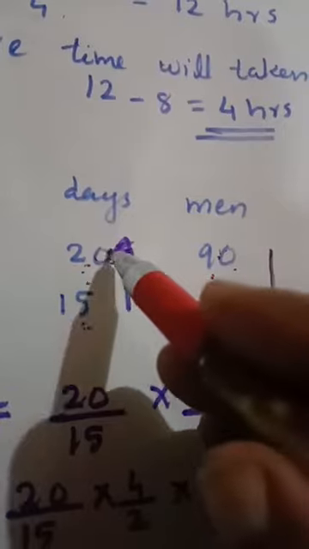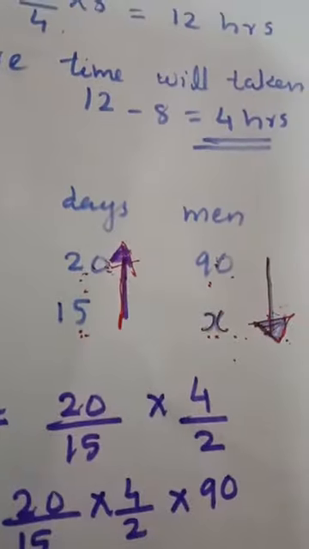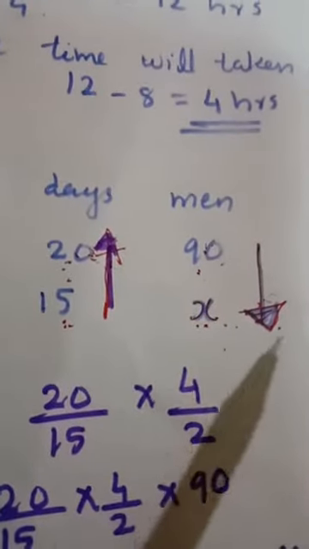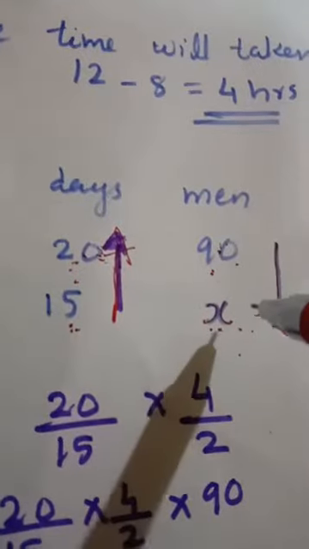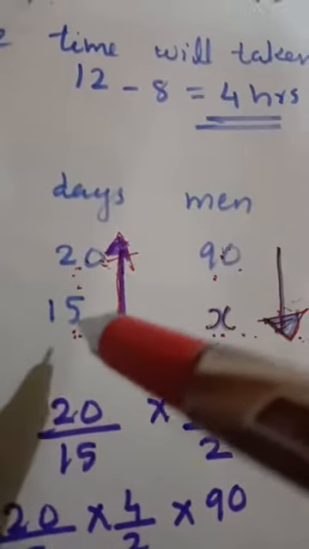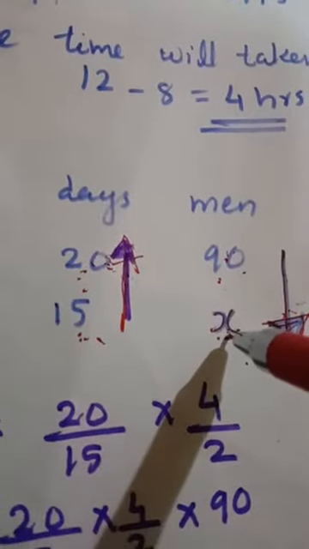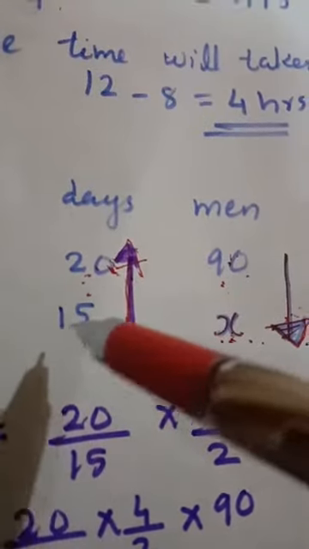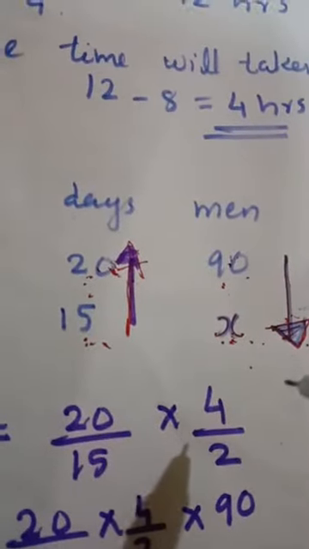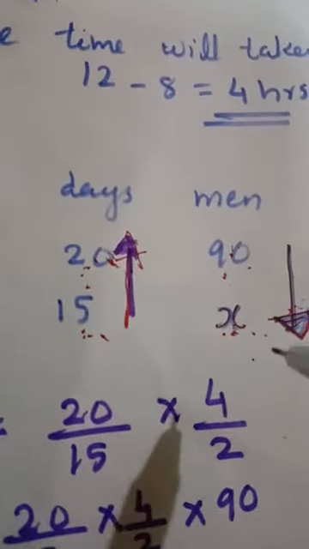We should put the arrow just opposite of this one, because these quantities are in inverse relation. If the number of workers is decreasing, it will take more days to complete the work. If the number of workers is increasing, they will complete within a short period of time. Now, kilometer and men.